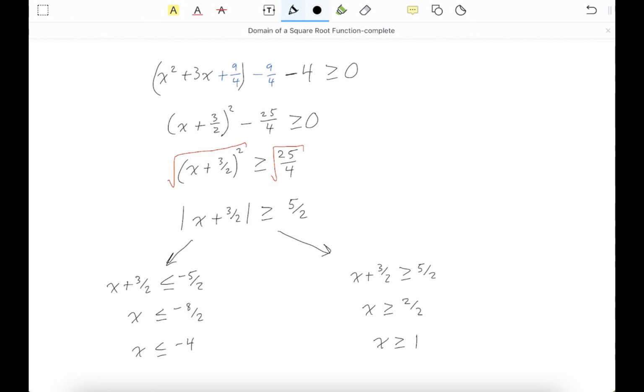To write this in interval notation, we have negative infinity up to -4, include the -4 there, and we're joining that with x greater than or equal to 1, so from 1 to infinity, and it's just like that.